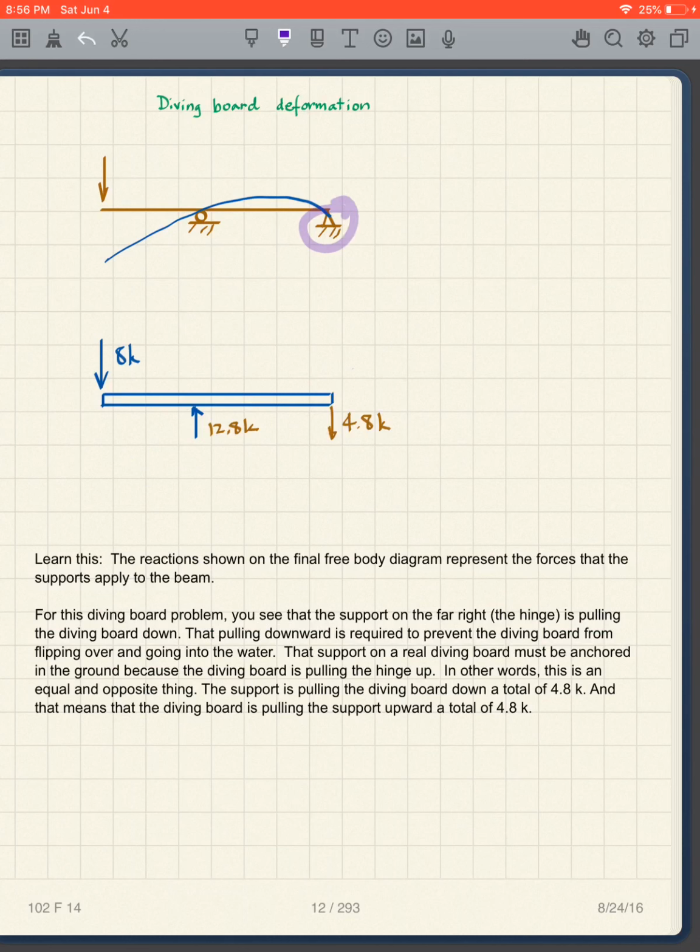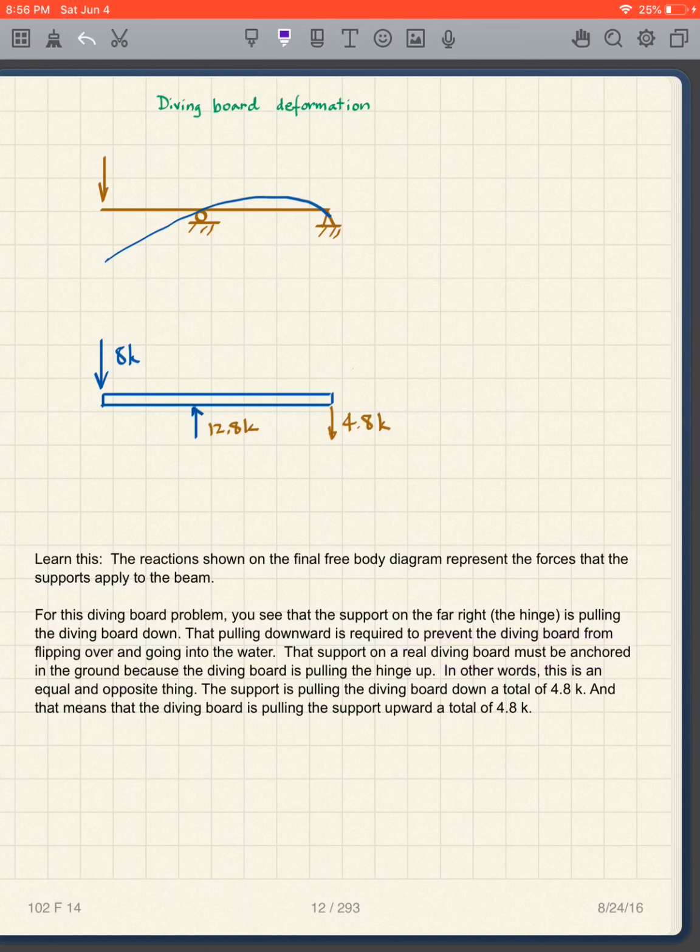So what do we see? That this point holds the diving board down. And so what do I know? This point's got to be anchored into the ground. Otherwise, this diving board will flip over, and if it's not anchored down, it's going to lift up and fall into the water. So a real diving board must be anchored in the ground.